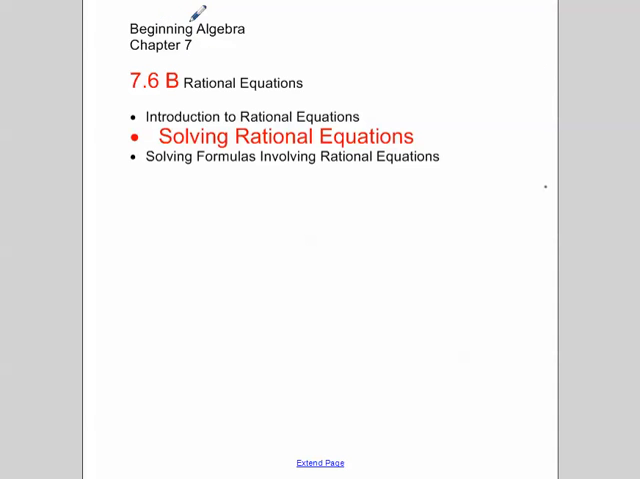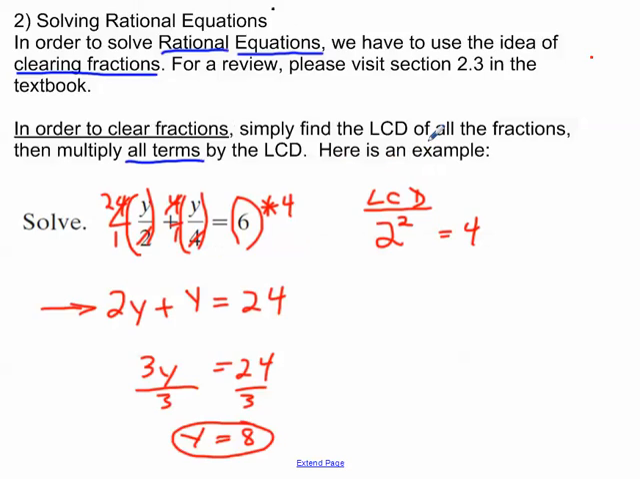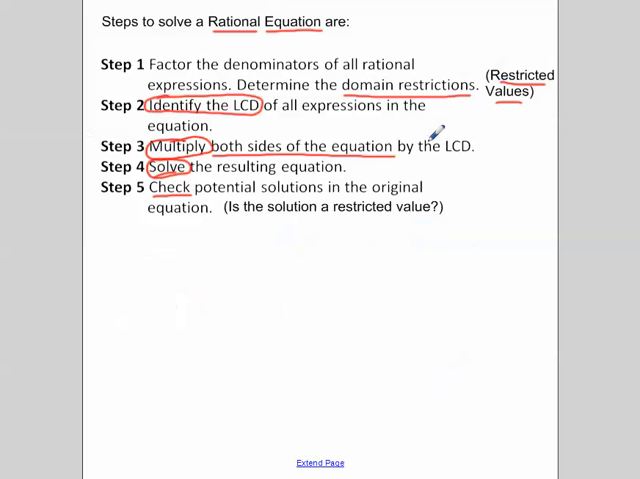Let's see. We are now in beginning algebra, where chapter 7 is rational expressions, and 7.6 is rational equations. This is our B video, our second video, and we've done introduction to rational equations, and now we're going to solve more rational equations. So we're going to essentially just solve another rational equation. So this is our introduction. Here's our first example, and here's the steps that we need to do.